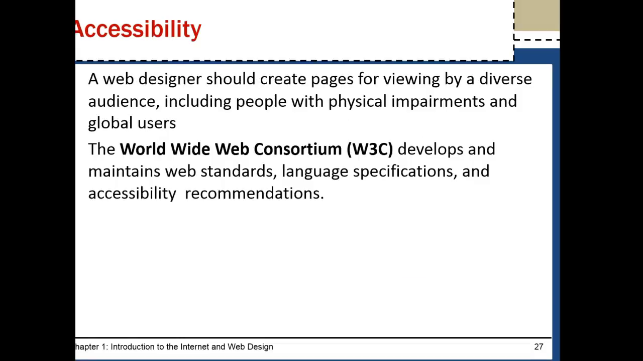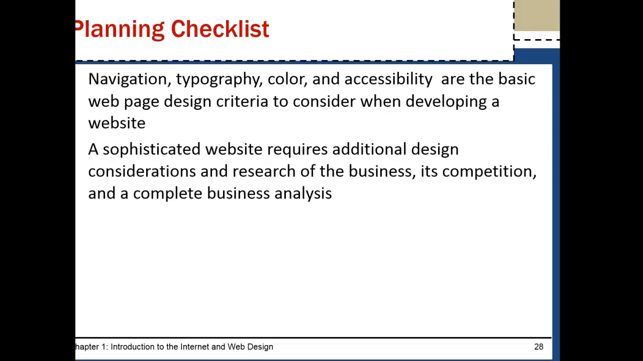Accessibility. Every web designer that creates a website needs to create it for a diverse group of audience, including people with physical disabilities. The World Wide Web Consortium, which we call W3C, is also a very important website that you want to look at. It develops and maintains web standards and language specifications, and it also has a lot of good information about accessibility. So I would suggest you go to the W3C website, and you will find a lot of useful information, especially regarding accessibility.